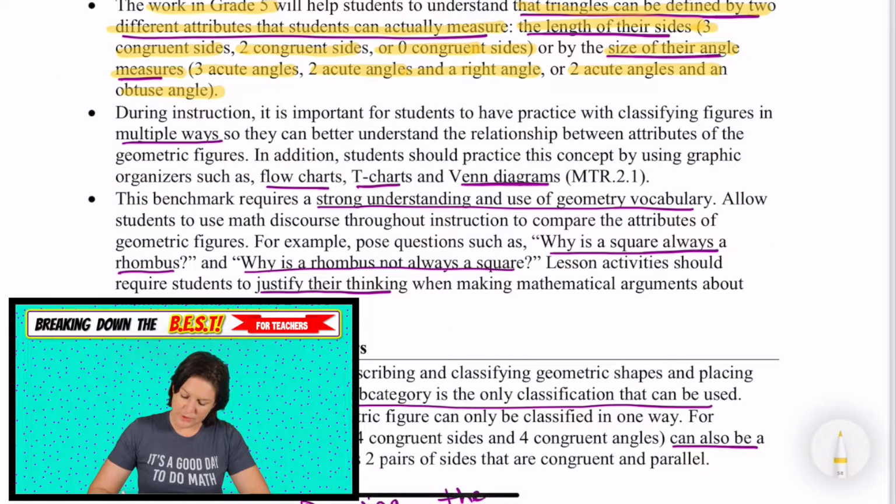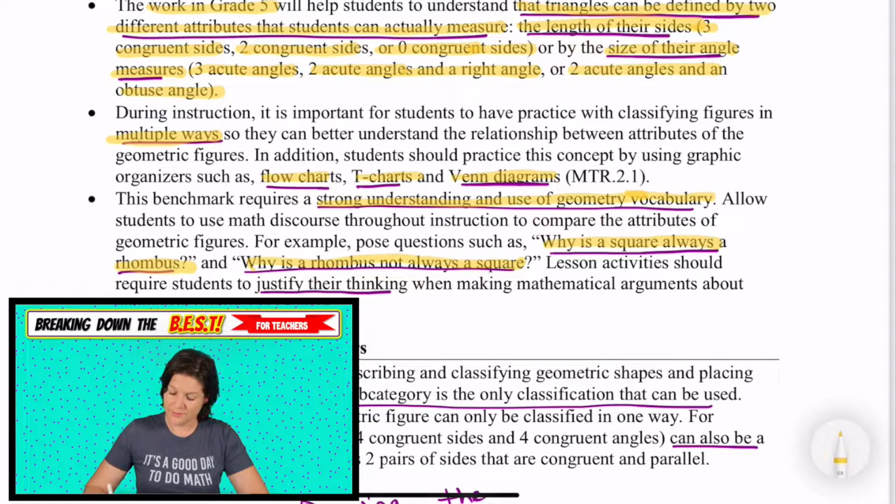It's important that students are able to classify in multiple ways using flowcharts, T-charts, Venn diagrams, and having a strong understanding and use of geometry vocabulary. We need to pose questions like, why is a square always a rhombus? And have students discuss that. Why is a rhombus not always a square? And help them to justify their thinking.